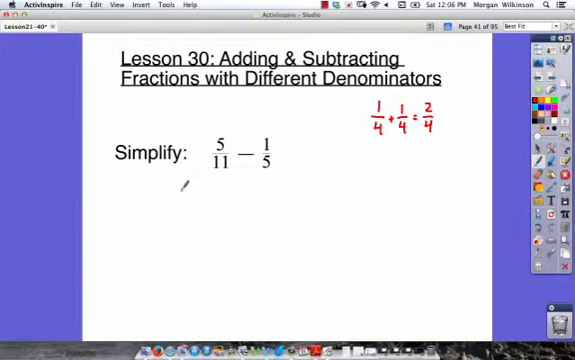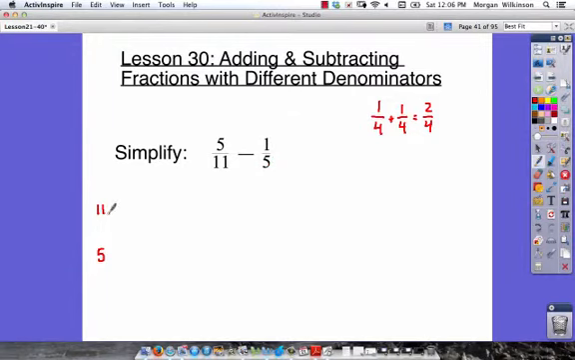Now, if we look at this first example, we need to simplify 5/11 minus 1/5. If we want to simplify 5/11 minus 1/5, we need to find the same denominator. They have to have the same denominator so you can compare the sizes of each fraction. In order to do that, we're going to skip count by 11s and we're going to skip count by 5s. What we're looking for is the least common multiple of 11 and 5.